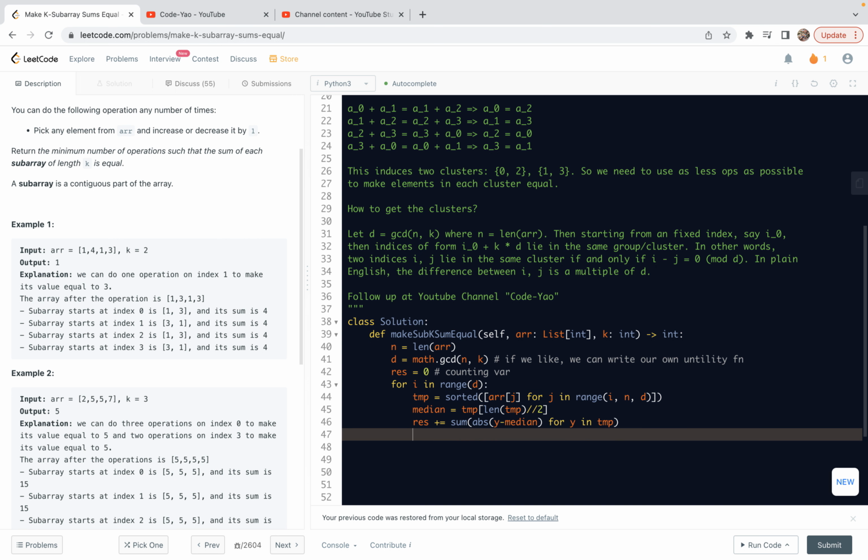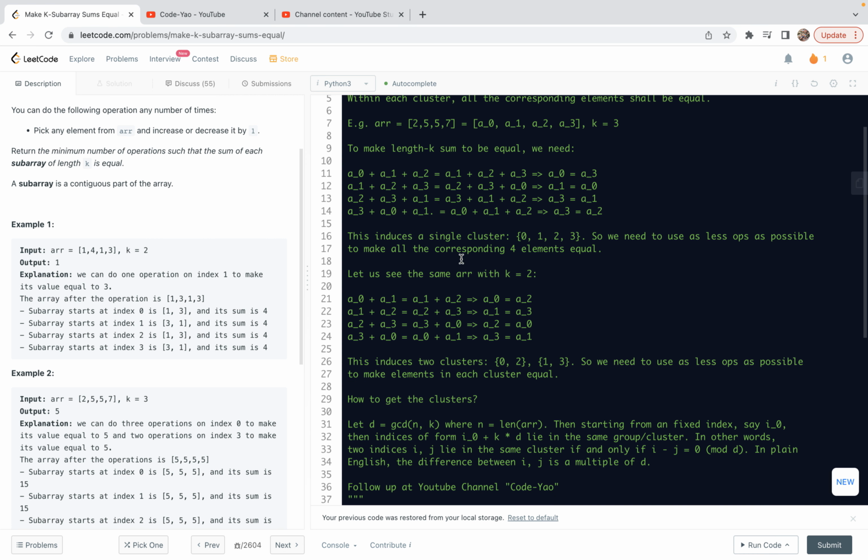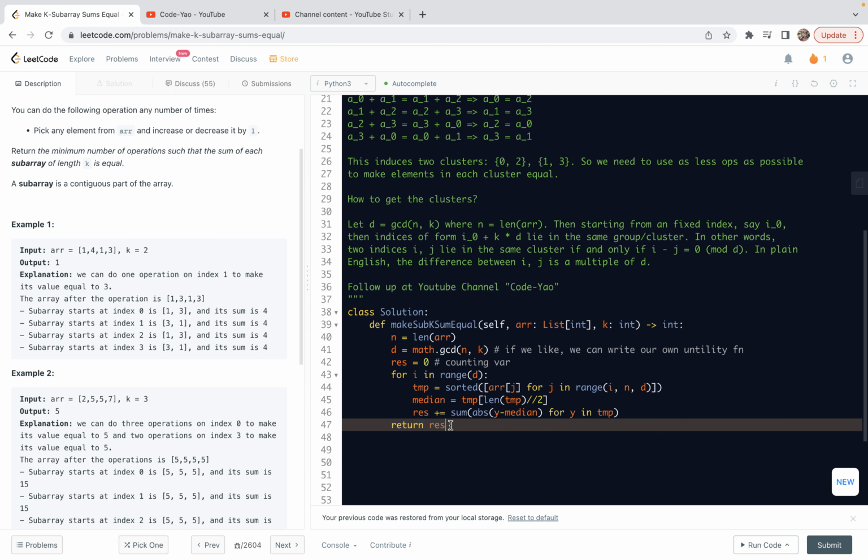So once we have computed all the clusters, we're going to return the result, right? Because the GCD of n and k is d, we have at most d clusters, right? So with that said, I guess we are done with the coding part. This code actually encodes the above strategy and analysis. We can understand this as a translation of the above explanation.